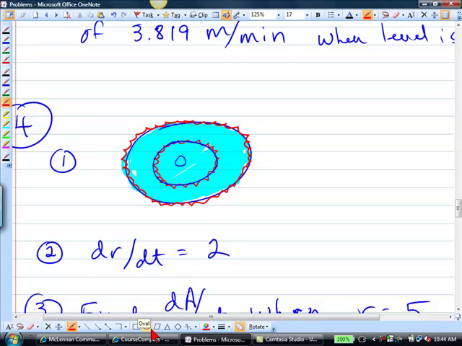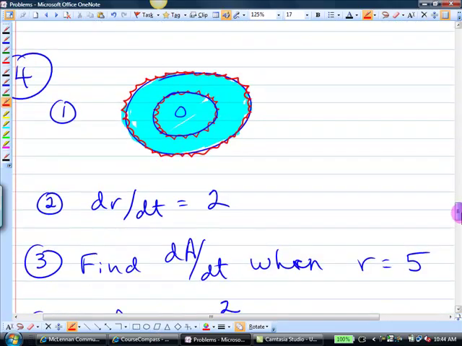And the problem said, how fast is the area growing? So that's a rate. So we're going to find dA/dt. How fast is the area changing? dA/dt when the radius is 5. Find dA/dt when r is 5. What's the area of a circle? What's that formula? Pi r squared.